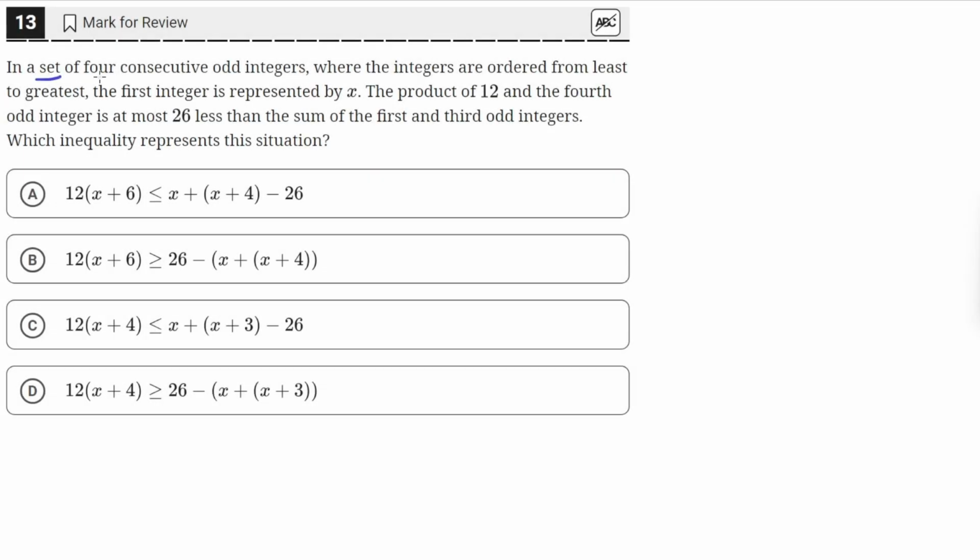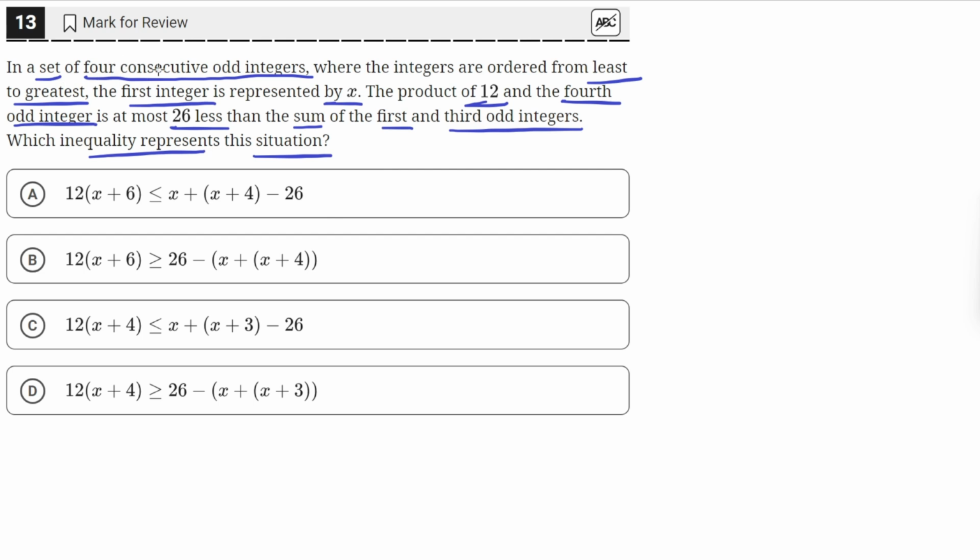In a set of 4 consecutive odd integers, where the integers are ordered from least to greatest, the first integer is represented by x. The product of 12 and the fourth odd integer is at most 26 less than the sum of the first and third odd integers. Which inequality represents this situation?